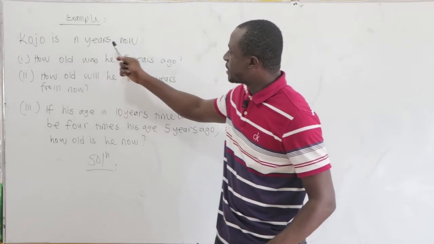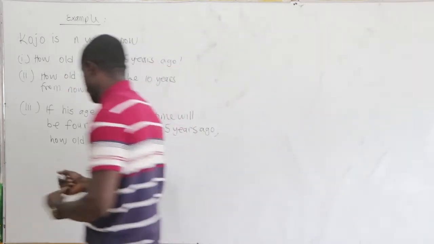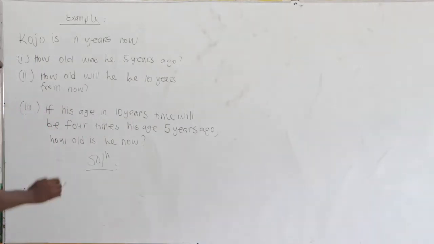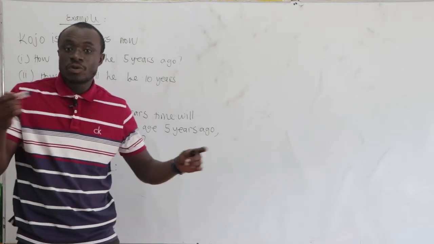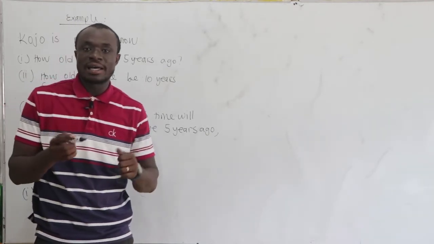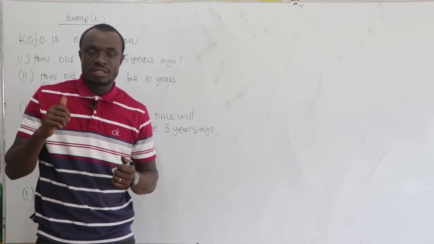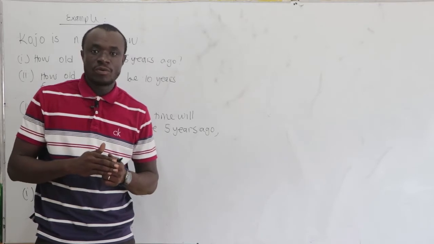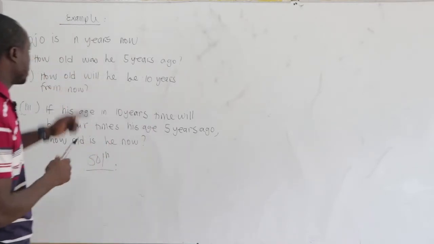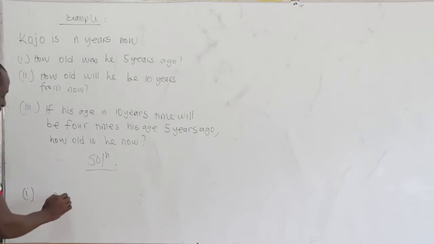Kojo is n years now. How old was he 5 years ago? Now his age now is n. So 5 years ago, what do you think will be his age? If you are, let's say 20 years now, 5 years ago it's going to be 20 minus 5, which would give us 15. But in this case, the age is n. So 5 years ago, the age was n minus 5.